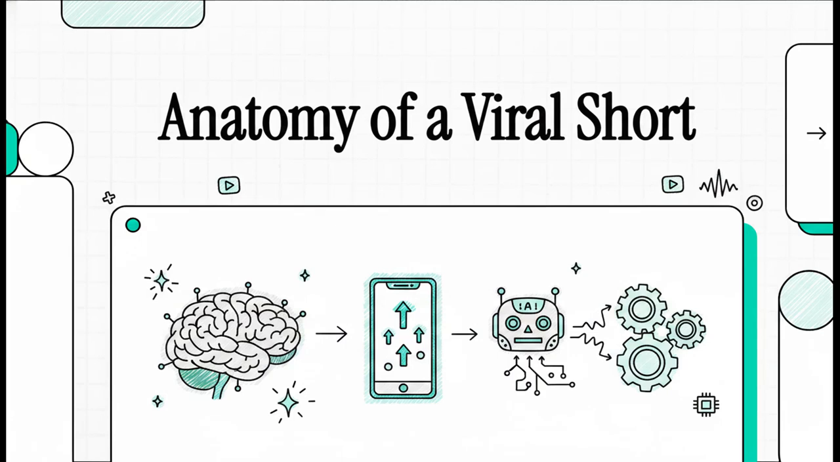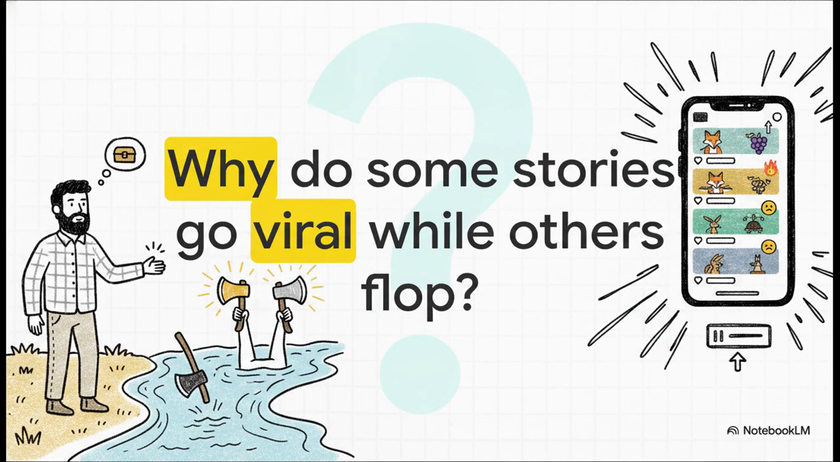We're decoding the exact science, the AI tools, and the algorithmic strategies behind highly successful vertical storytelling. We are literally dissecting the anatomy of a viral short, taking you all the way from the cognitive functions of the human brain right down to the specific AI workflows and upload hacks that top creators are using right this second. So, why do some simple stories just explode online while these massive high-budget clips totally flop?